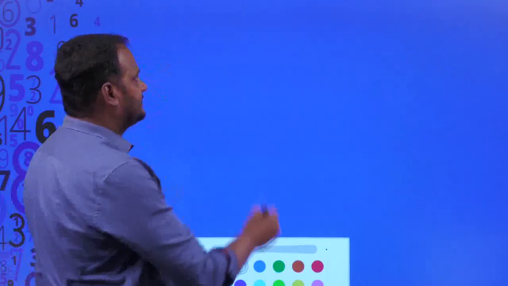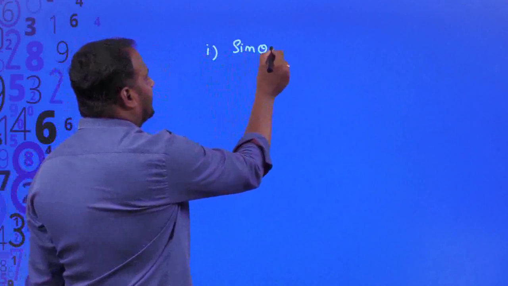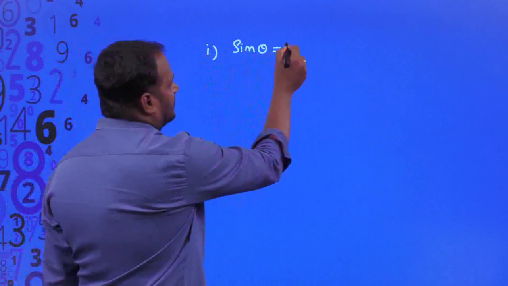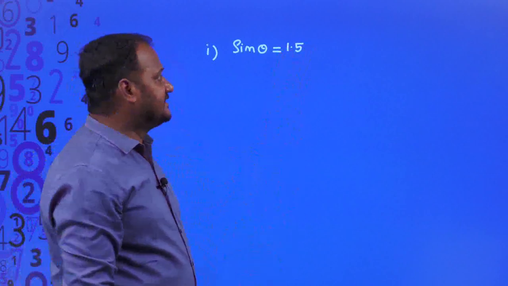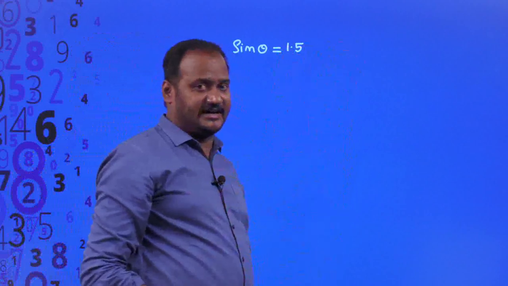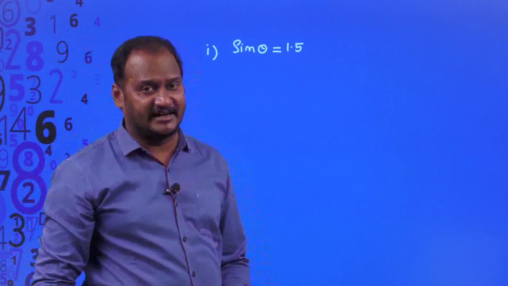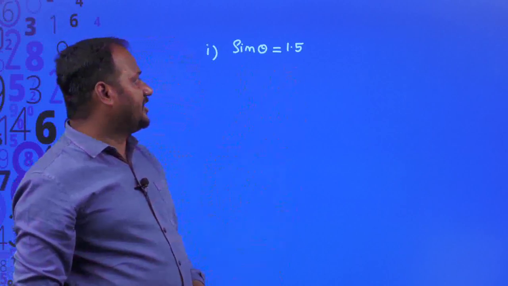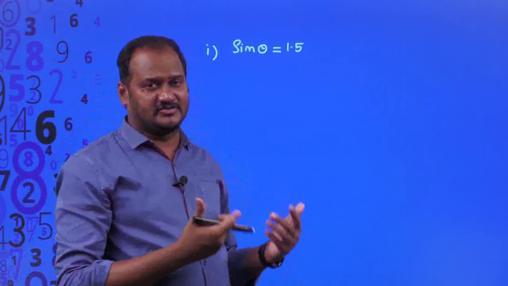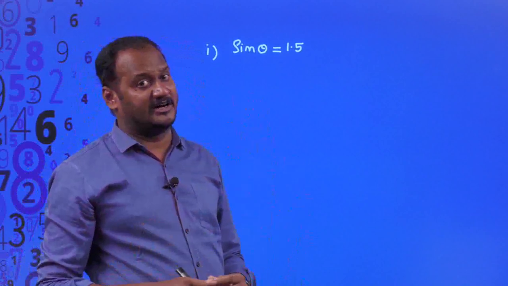I am going to ask you one question: sin theta is equal to 1.5. Is this a correct statement or a wrong statement? Or else you can say, sin theta is equal to 1.5 for one angle theta. Is that possible? Now you will have to think. Sin theta is equal to 1.5. We do not know anything about theta, and there is no triangle, nothing given. You are given only sin theta is equal to 1.5. Is this possible or not?